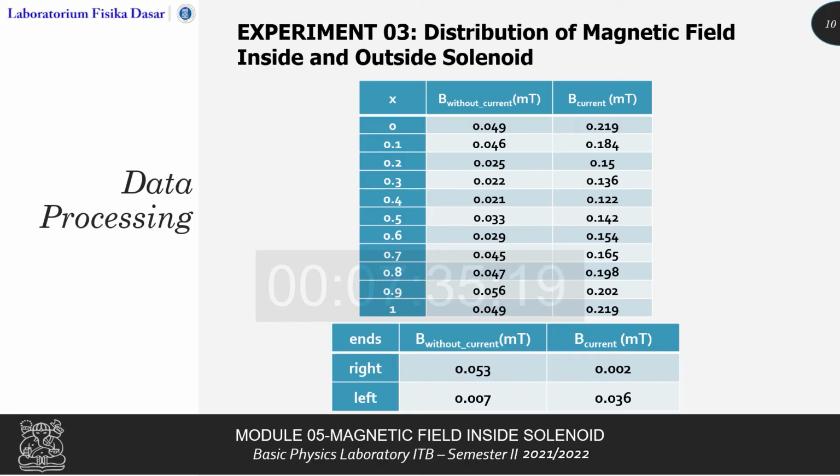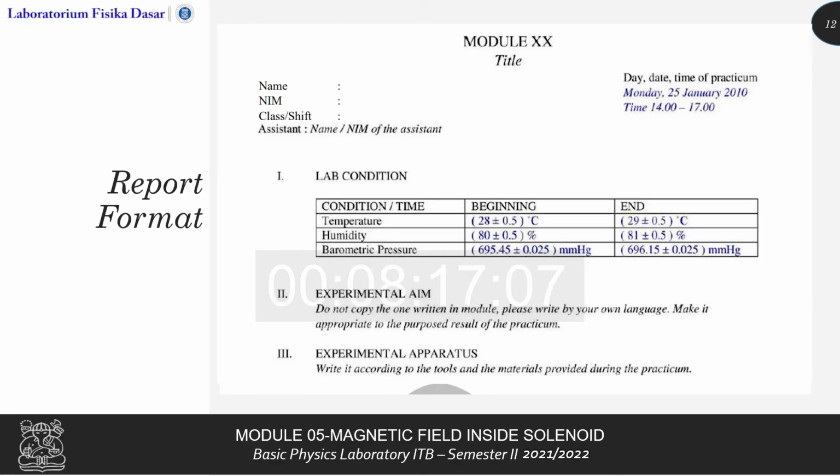The last experiment is the distribution of the magnetic field inside and outside the solenoid. In this experiment, we need to determine the magnetic field using the magnetic field sensor when the solenoid is with and without current. In this case, we do not measure the value of the magnetic field only in the center of the solenoid, but we also measure at x equals 0, x equals 0.1, and so on, and at the right and left ends of the solenoid, in which we will get different values of magnetic field both without and with current.